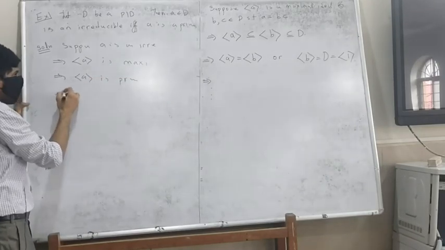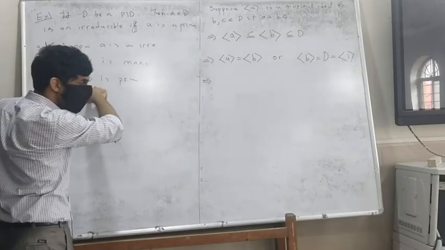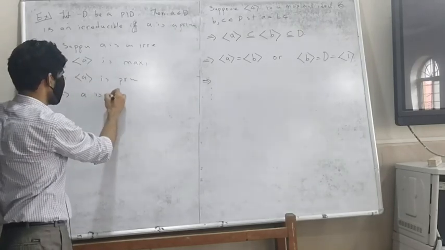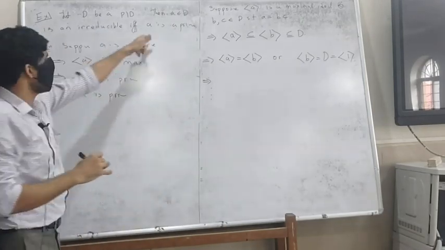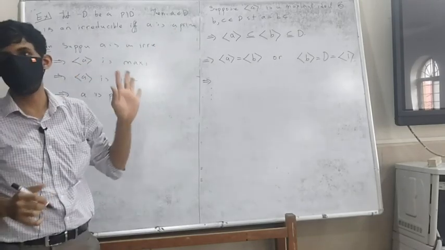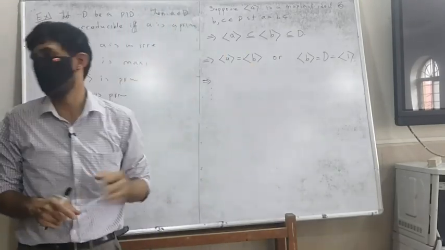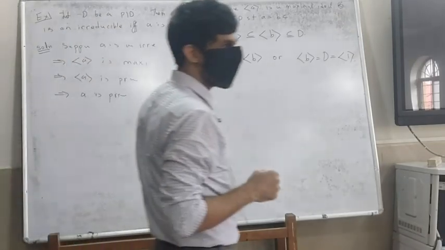Right? If the ideal generated by an element is prime, then it means that A is prime. That proves the other side of it. The other one we have already proved: if A is a prime, then A is irreducible. We have already proved that; it happens for every integral domain.